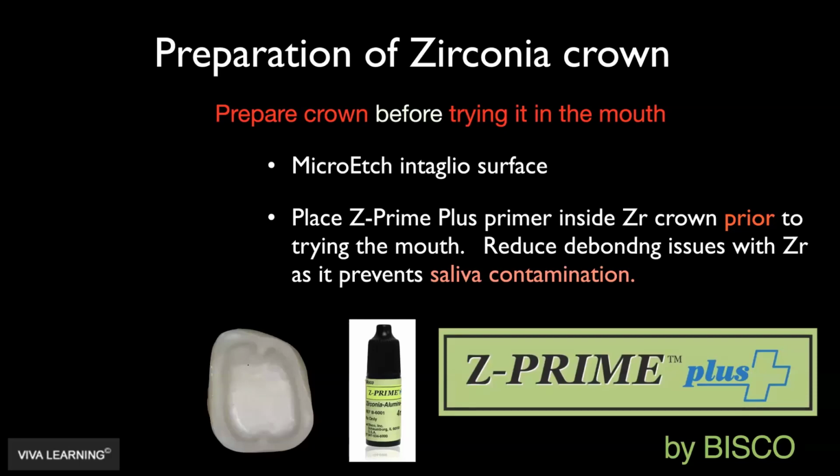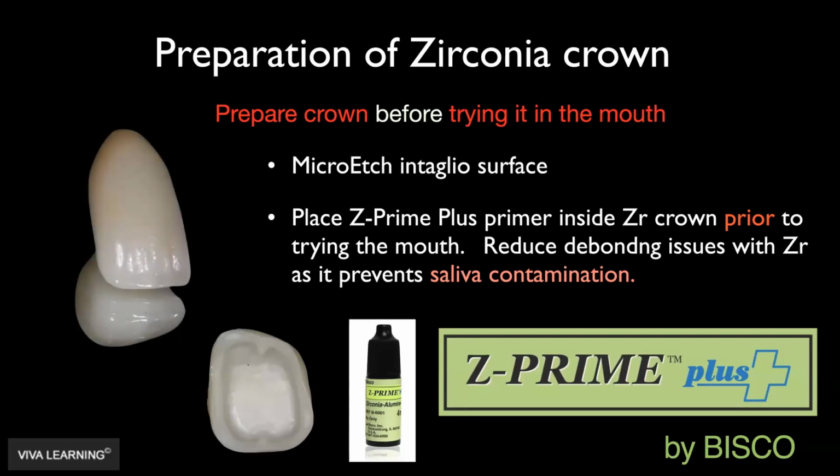But I always tell my assistants, be sure you put that Z Prime Plus in, because then once I put it in the mouth, if there's saliva or blood that gets on it, I can rinse it out because the material is hydrophobic. But at least it's coating onto the actual zirconia. Then you don't have to worry. So what we do is we micro etch the intaglio surface. Here, we micro etch this, then we put 2 coats of it on here. We let it sit for 5 minutes. This is the crown that I'm going to be using for that lateral incisor.